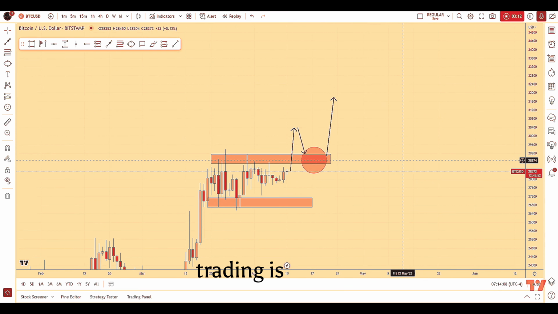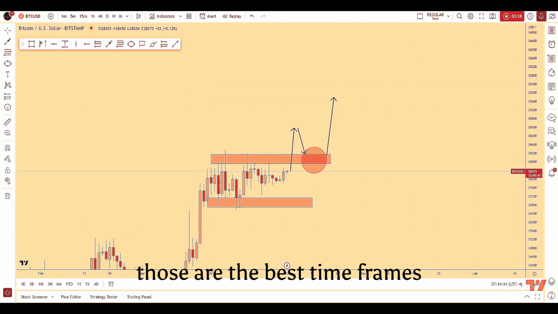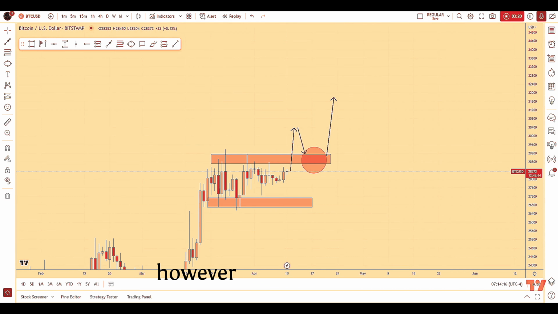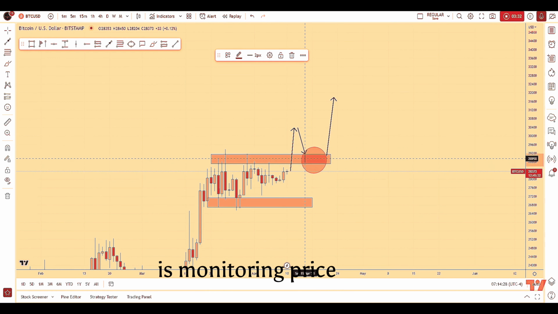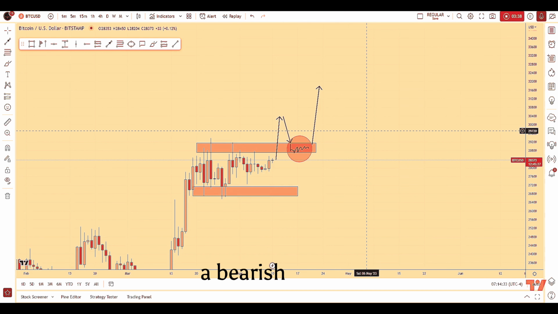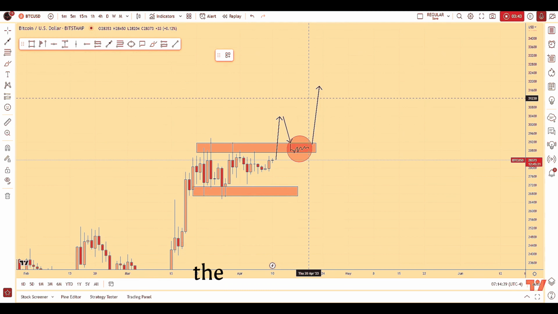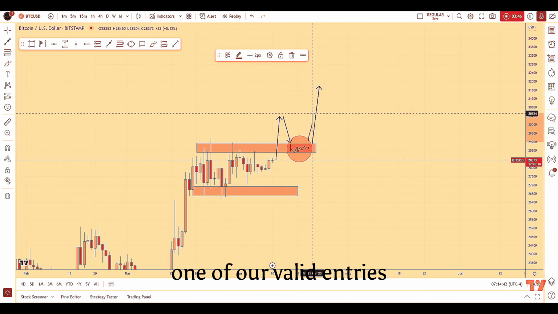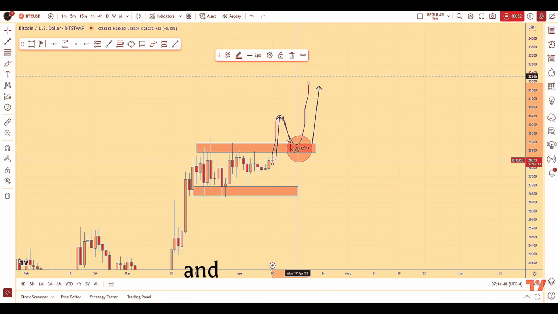Now, as usual, trading is reactive and not predictive. The monthly, weekly, and daily combined with the on-chain data, those are the best time frames from a directional perspective. However, when it comes to confirmations and entries, the best time frames are the intraday time frames, so 4 hour and lower. Therefore, what we could be doing, potentially also with students, is monitoring price action from an intraday perspective during this move to the downside, waiting for the market to shift from an intraday bearish market as we would have to an intraday bullish market. And if the market would shift from an intraday bearish to bullish market and provide to us one of our valid entries, at that point we could be looking for a potential rejection to the upside for the market to complete this impulse correction and impulse pattern to the upside.